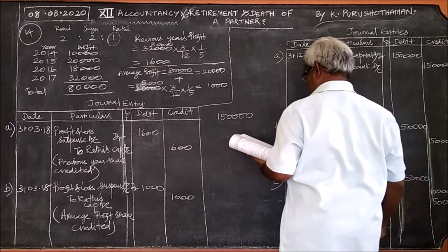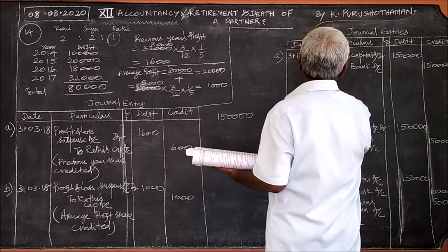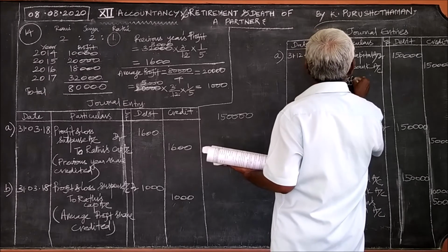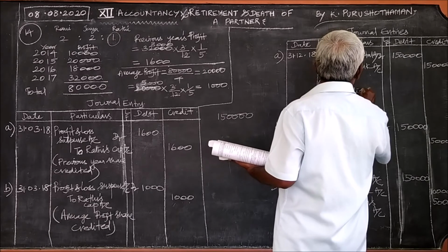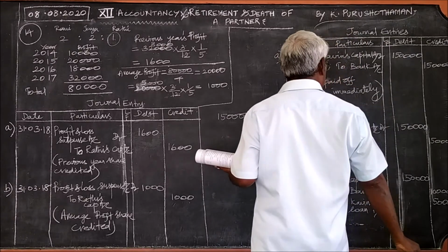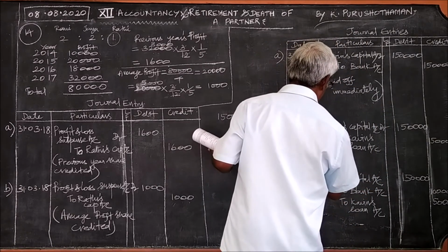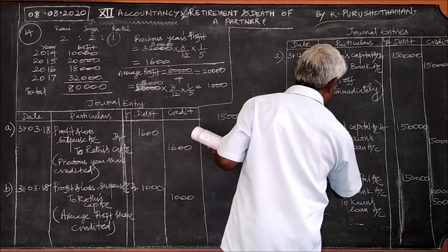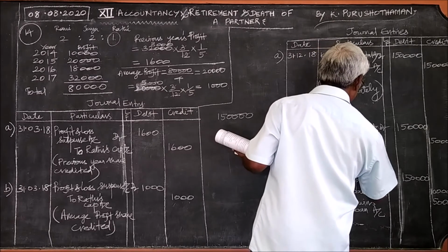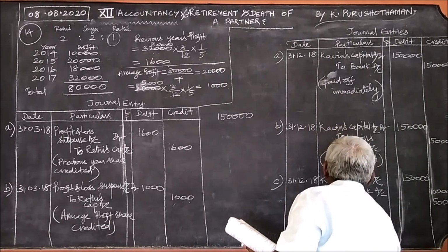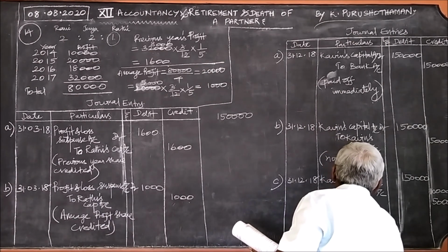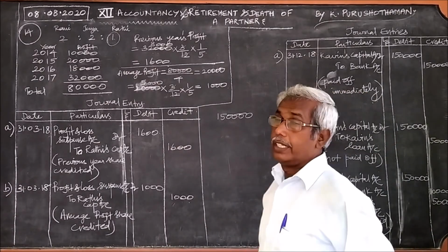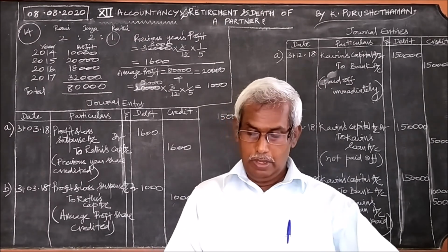In this, the first is amount paid off immediately, the second is not paid off, and here it is partially paid off. What do they say in this problem? We should listen now.